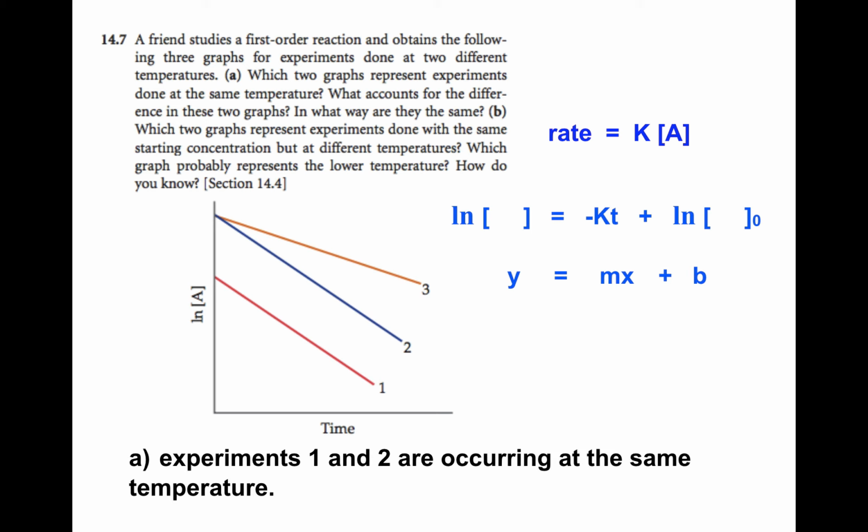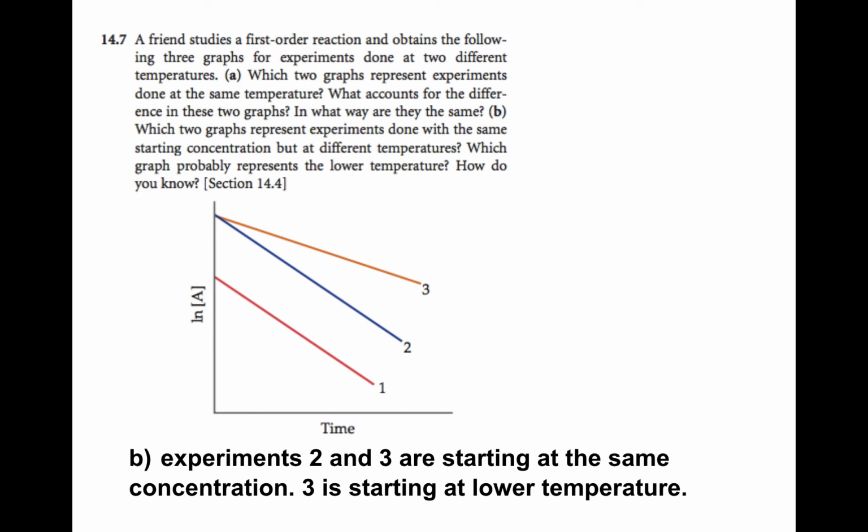And there we are in writing. Experiments 1 and 2 are occurring at the same temperature. They have the same slope. If we're looking at experiments 2 and 3, they're starting at the same concentration, but 3 is at a lower temperature.